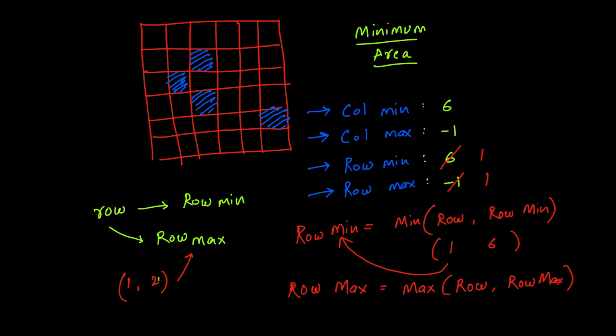Once the iteration is complete, we will compare the values of the column min, column max, row min and row max to calculate the size of the rectangle, multiplied with each other, and return it as the area.